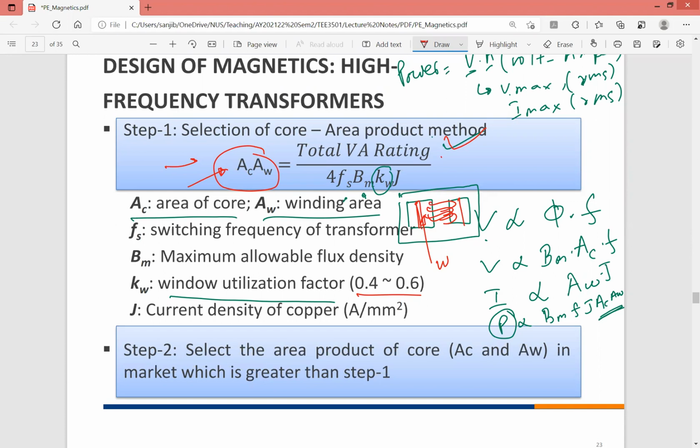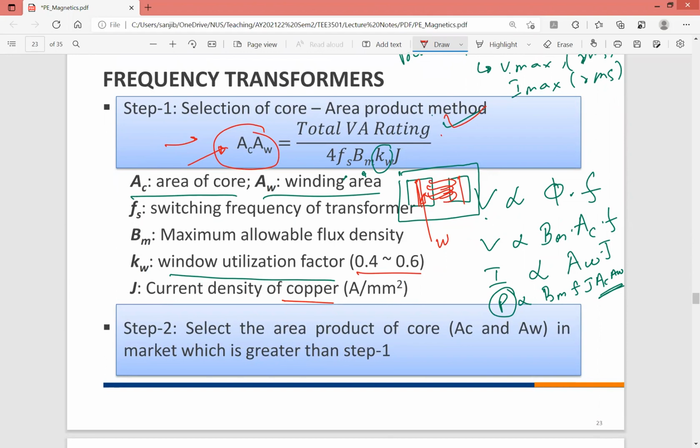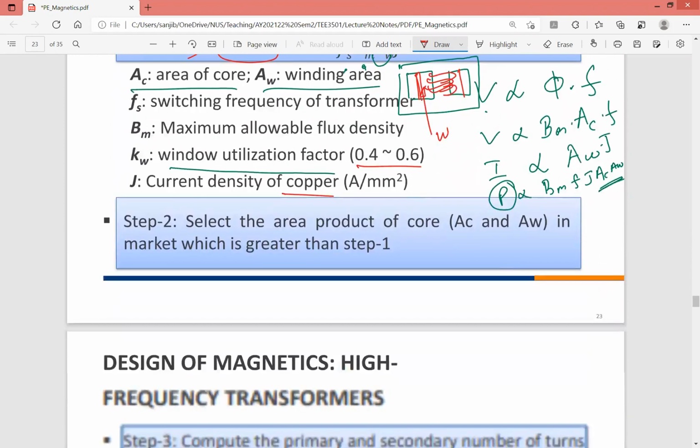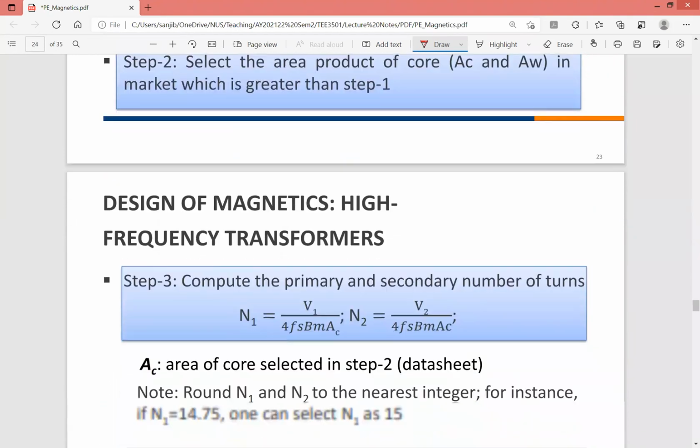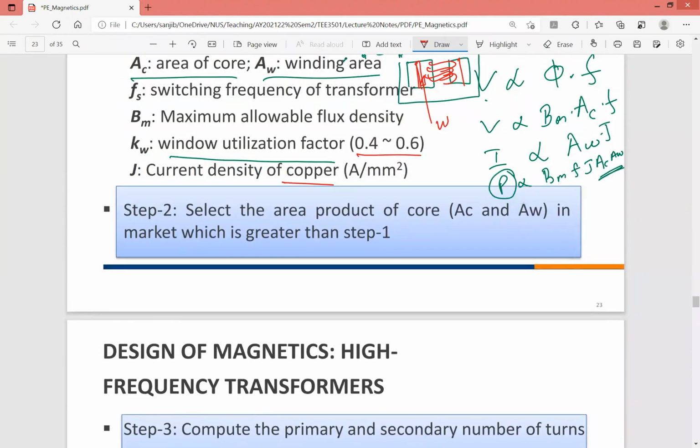Kw can take anything between 0.4 to 0.6. And J is the current density of the material we use. Normally we use copper. So if you know the current density of copper, then you can find the Sc times Aw. Then select the area product in the market which is greater than step one. Of course, you should choose something that is greater because that's the minimum you require. And then from the catalog, you choose that. That's how you choose the overall size of the core.